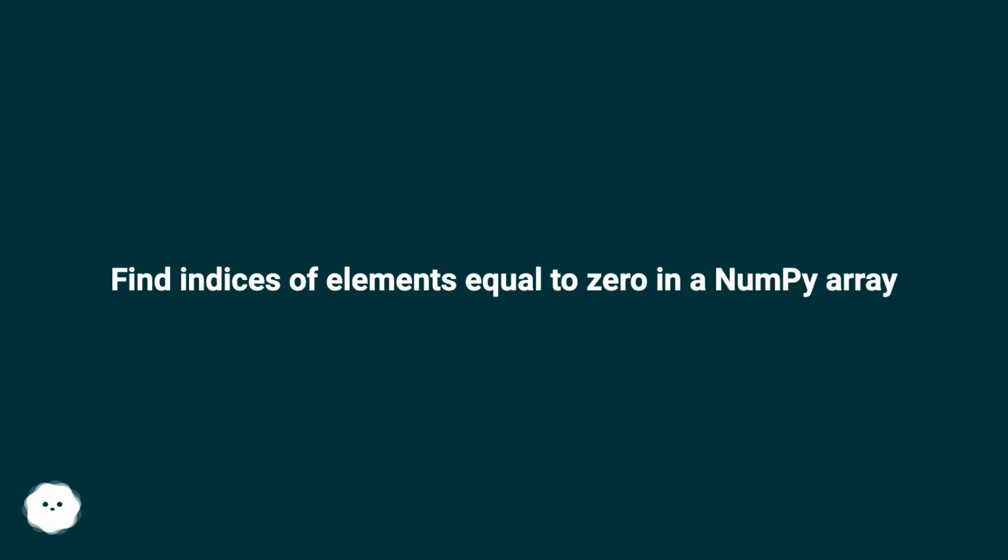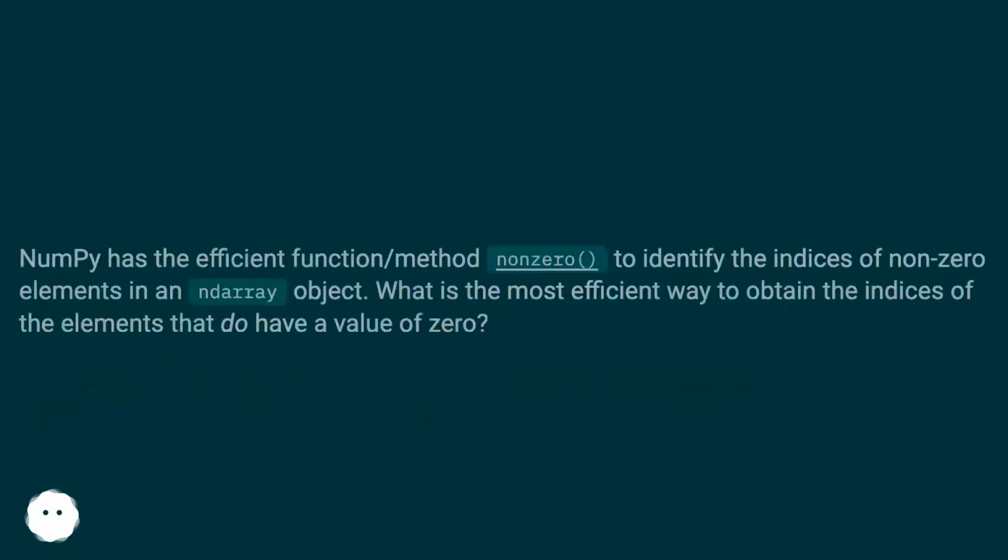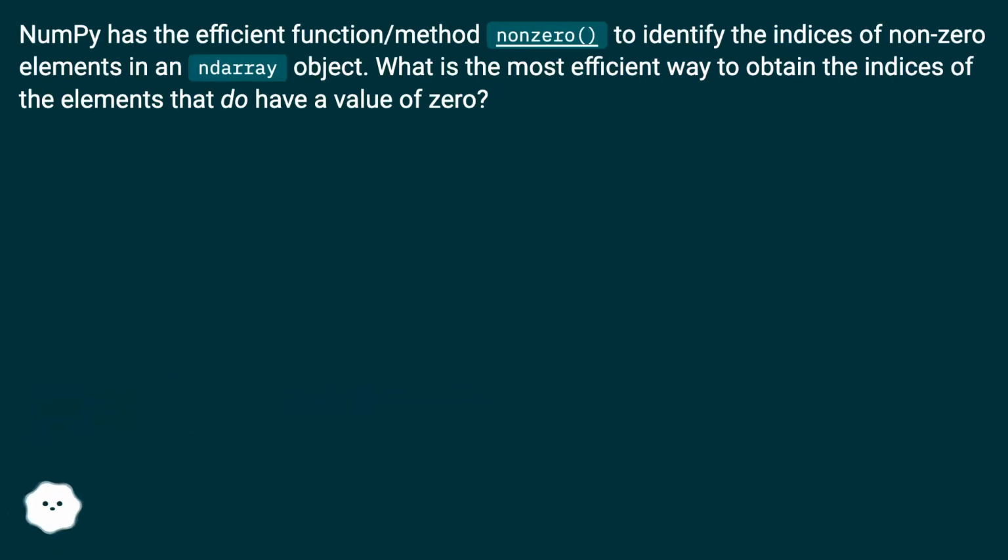Find indices of elements equal to 0 in a NumPy array. NumPy has the efficient method nonzero to identify the indices of non-zero elements in an array object. What is the most efficient way to obtain the indices of the elements that do have a value of 0?